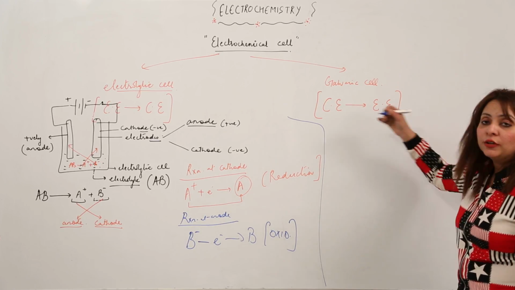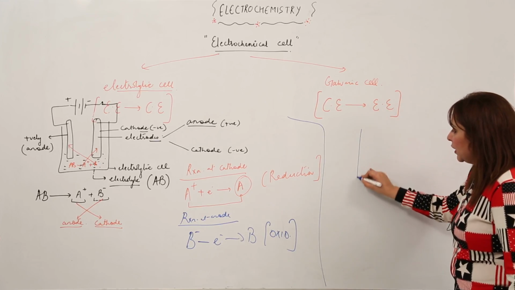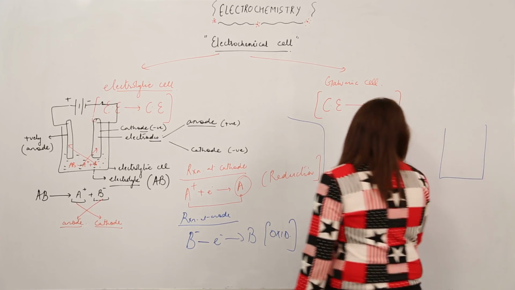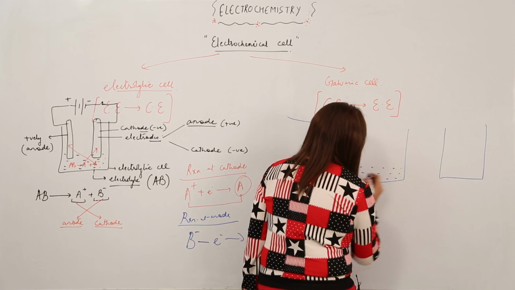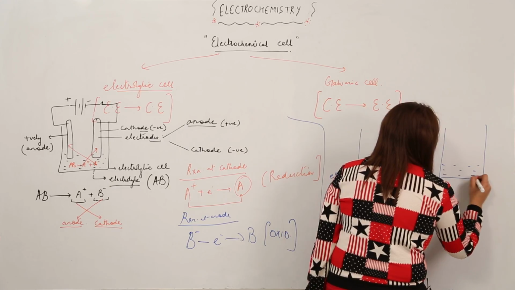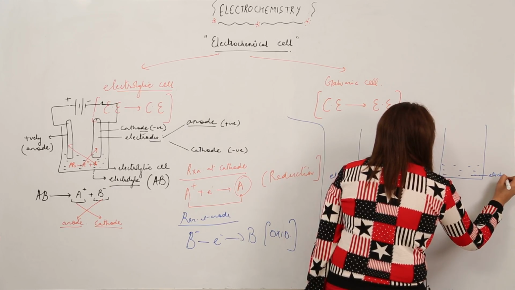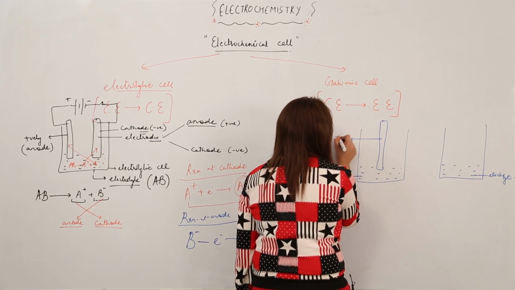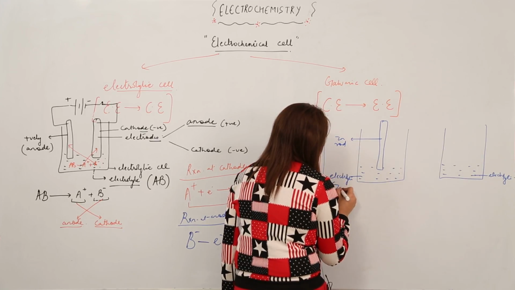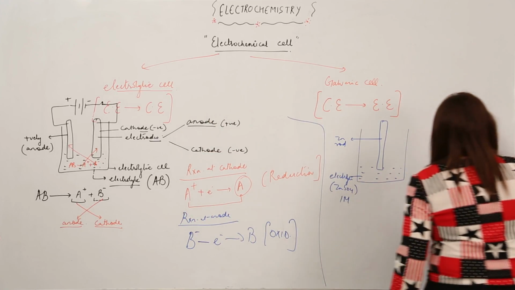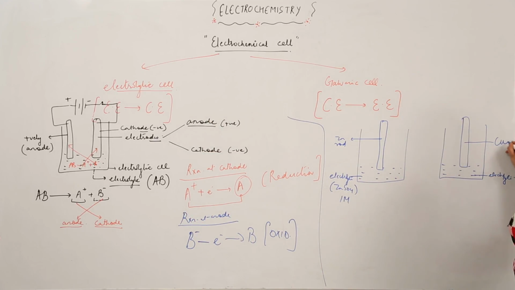So just see what the apparatus used in the galvanic cell is. It consists of two beakers, right. Each contains an electrolyte. Suppose I am taking the example of a zinc copper galvanic cell. So this is the zinc rod and the electrolyte we are using is 1 molar ZnSO4 solution, right. Similarly here we are taking a copper rod dipped in 1 molar copper sulfate solution.